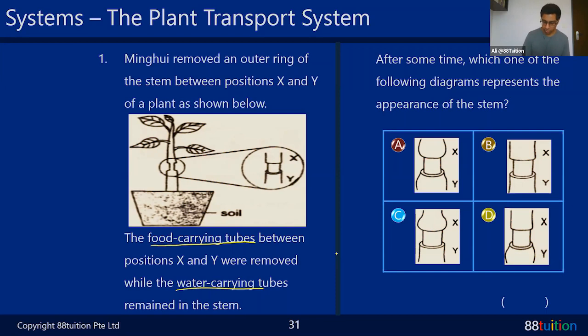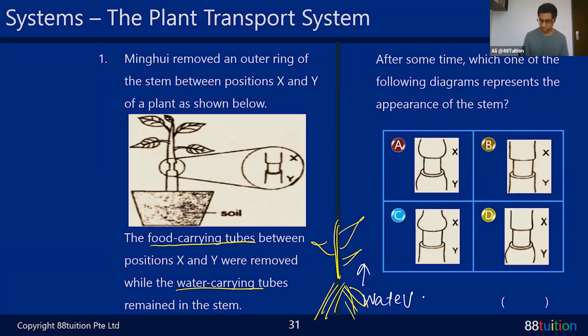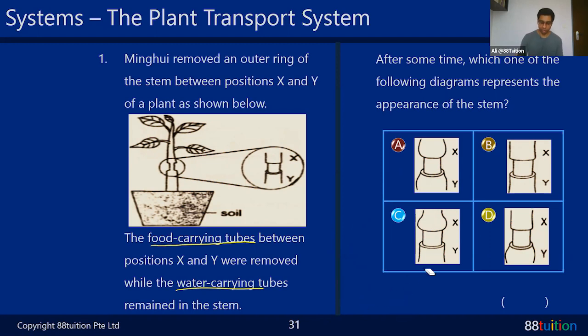Okay, remember, so I have to draw quickly again. This one, right? And then this. See, it's very fast. And then I draw water go up, right? This is very clear. And then food from here will go down. And therefore, inside the stem, they have two tubes to carry this up and down. Therefore, when I erase all these, I only have two tubes. One is inside and one is probably outside somewhere here.